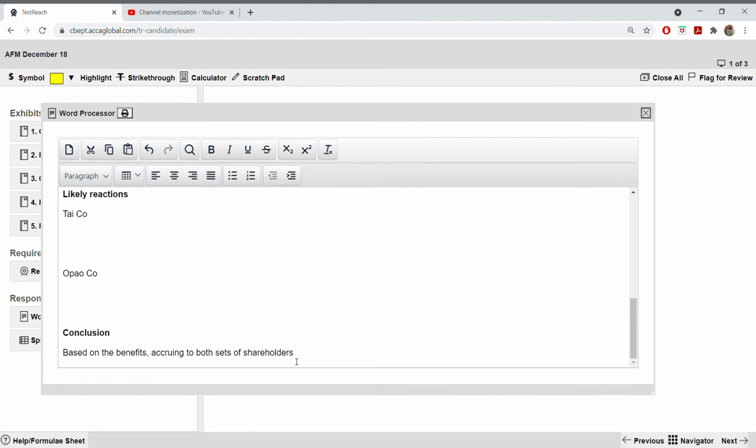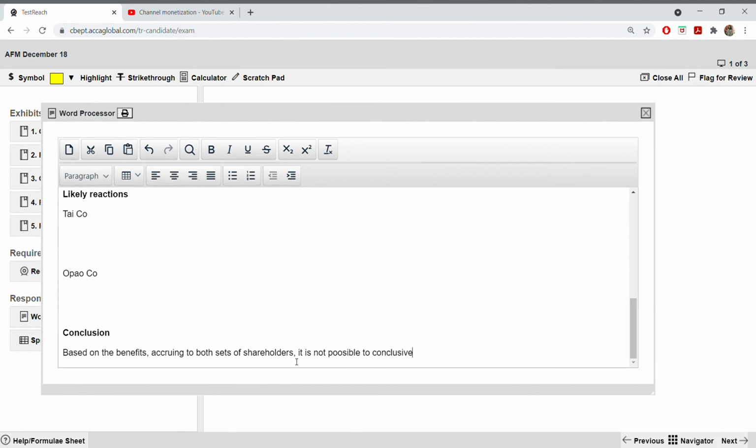So try to make your conclusion small, okay? Even your introduction. So based on the benefit, if you see the percentage gain, acquiring for both shareholders, okay? Can you say which one is the best? No, you cannot say. So that's what you're writing. It is not possible to conclusively say.